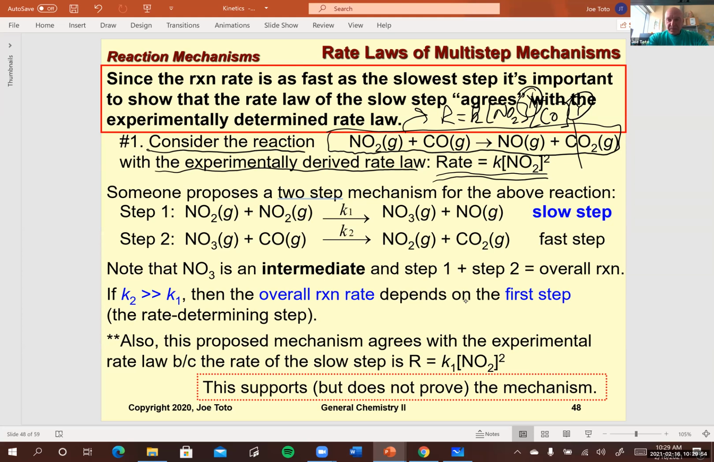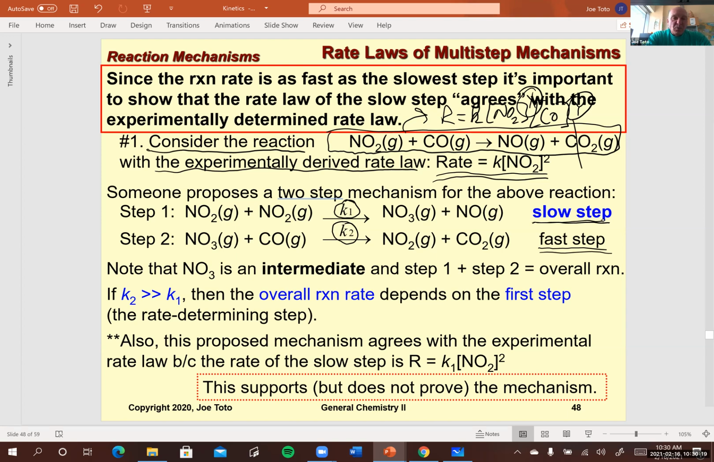Now, this person either says that this one I propose is a slow step and the second one is the fast step. And they may know that because they did some experiments, or maybe they even calculated the rate constant for step 1 versus the rate constant for step 2. And they see which one's bigger and smaller.